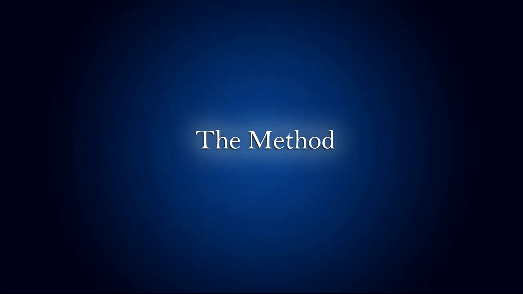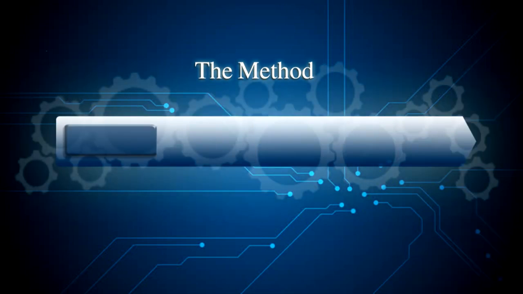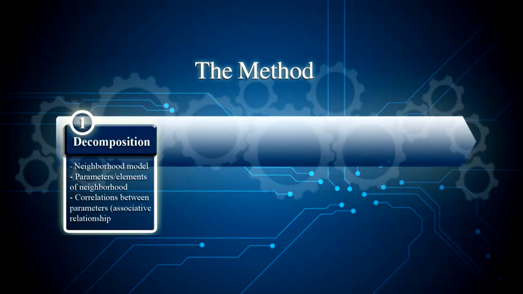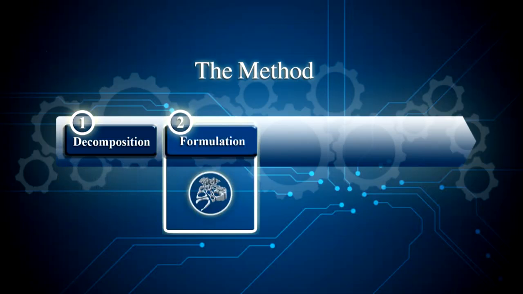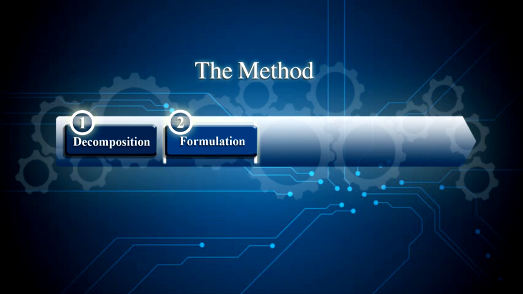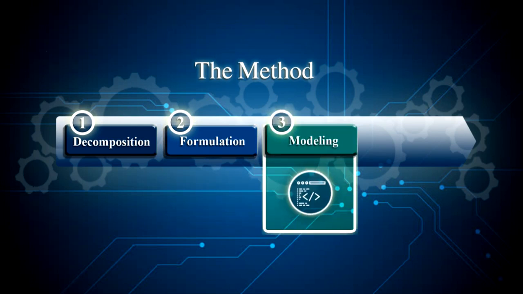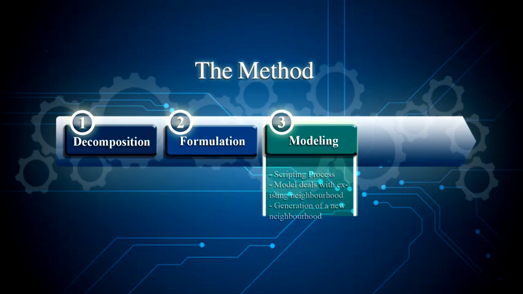The study method is divided into four steps. First is the decomposition. Neighborhood parameters are extracted and correlated. Second is formulation, which determines the technique of building the model. Third is the modeling, which includes the scripting process and the implementation of the model.